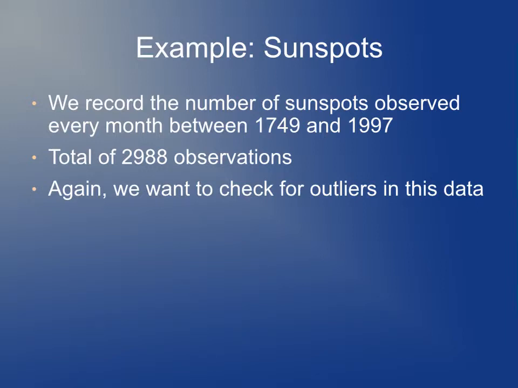And another example of when you can get in trouble if you apply these rules mindlessly without good judgment: there's a data set in R that records the number of sunspots observed every month between 1749 and 1997. We have a total of slightly under 3,000 observations, and we want to check for outliers in this data set.